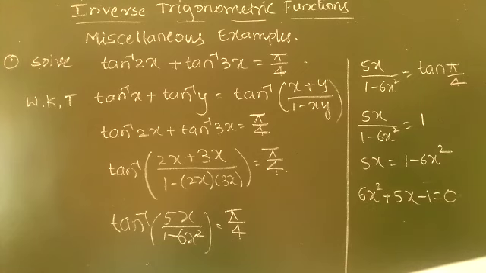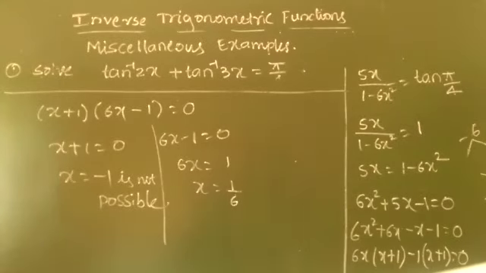What is the form? 6 ones are 6, minus 6 we need. Here positive 5. What are the factors you find out? Next, for the quadratic equation, 6 and minus 1. 6 into minus 1 is minus 6, 6 minus 1 is plus 5. Next, 6x square plus 6x minus x minus 1 is equal to 0.